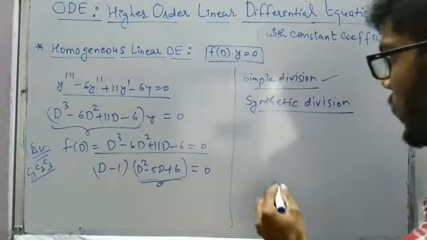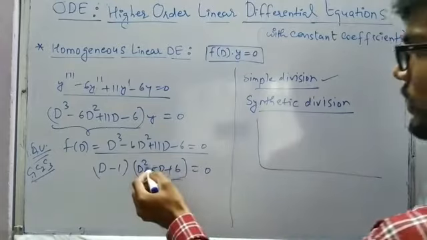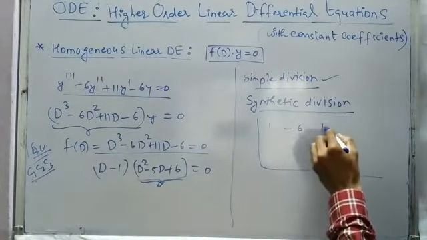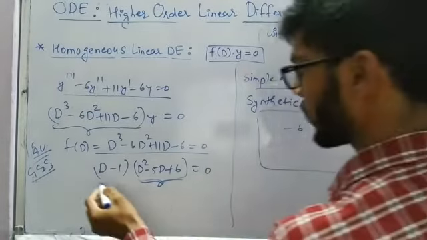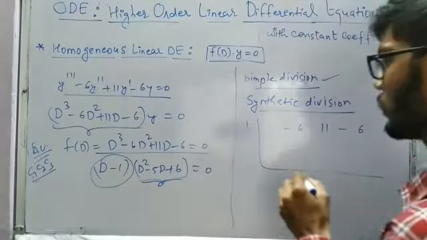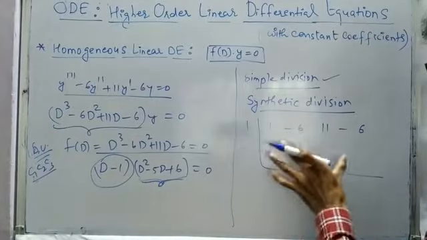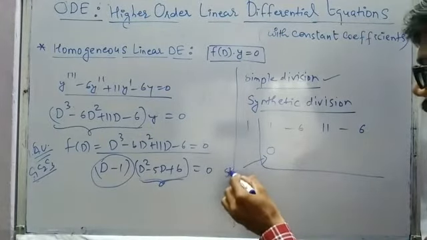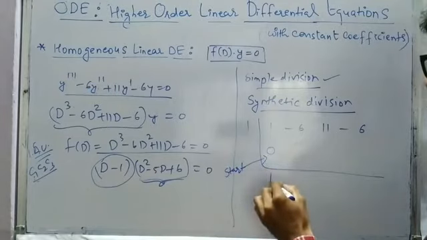So what is going to happen in that case? First we have to write all the coefficients of our equation. So 1, minus 6, 11 and minus 6 we have to write, and we have one root as D equal to 1. So this first we have to do, and now start with initial value as 0. So start with 0 and add it in the vertical manner.